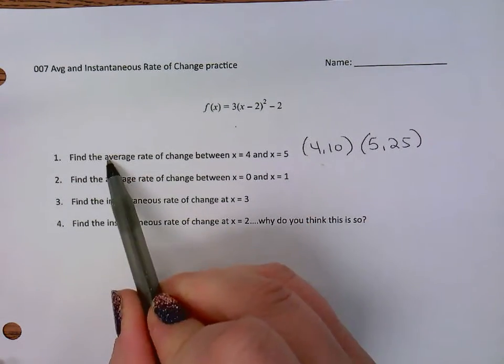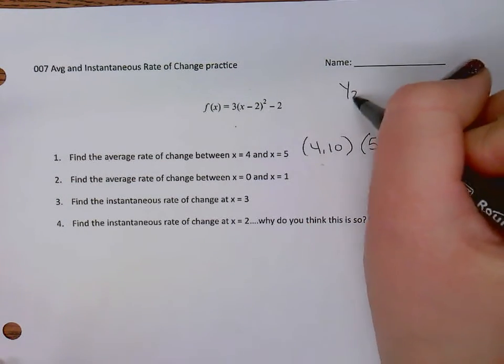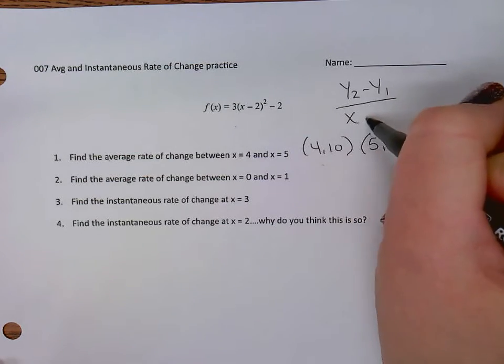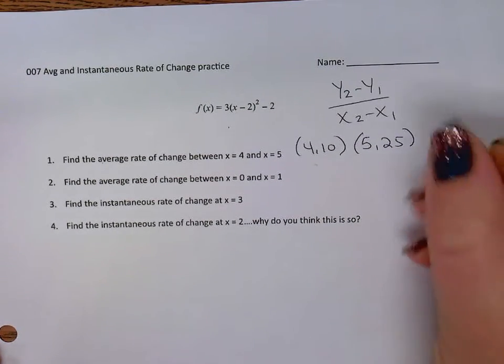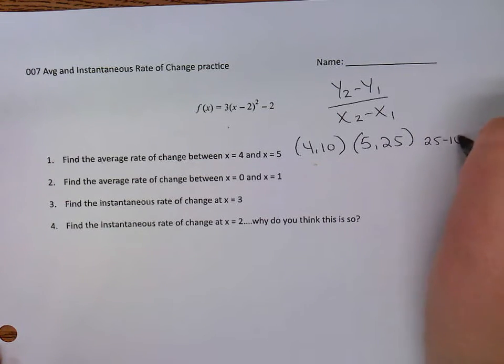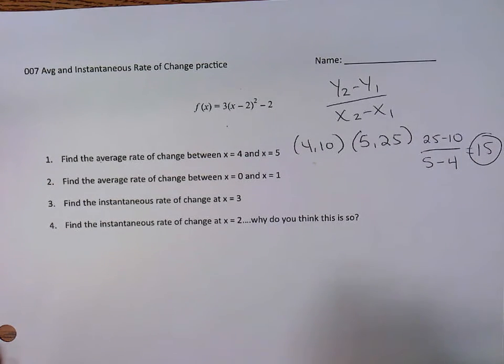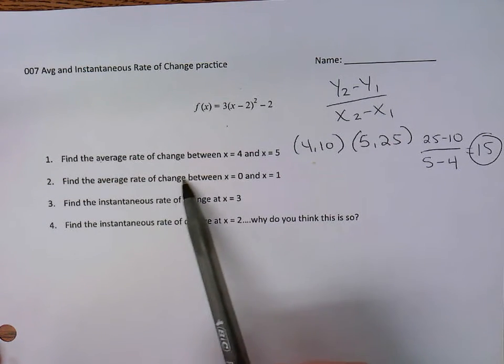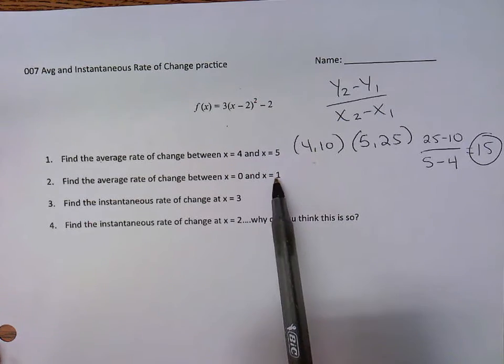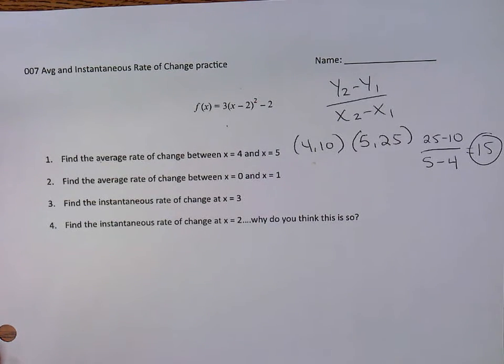If this is just average rate of change, that's just y2 minus y1 over x2 minus x1. So 25 minus 10 over 5 minus 4. That's just going to be a total of 15 or 15 over 1. So you can pause the video and try example 2 to find the average rate of change between 0 and 1, and then watch the video of what that answer is.